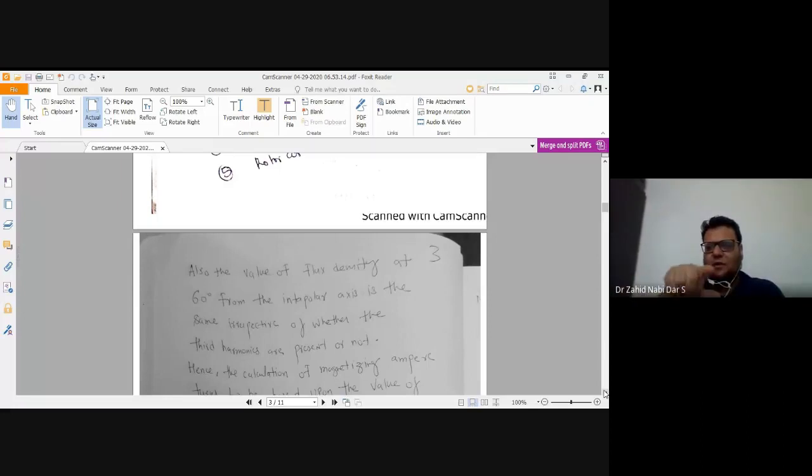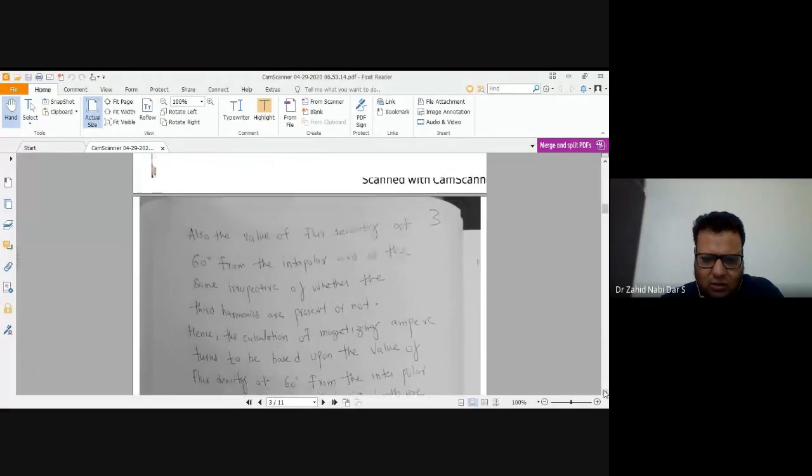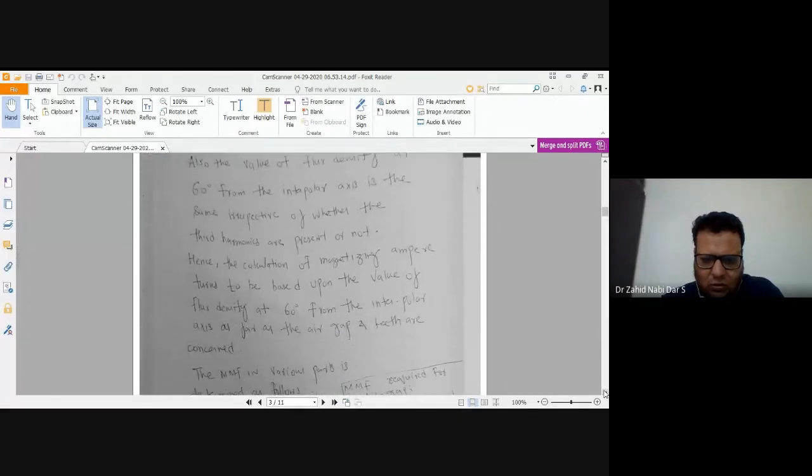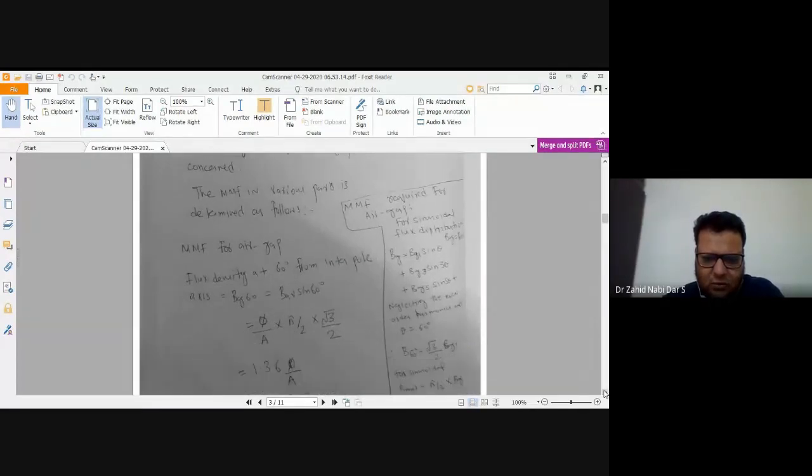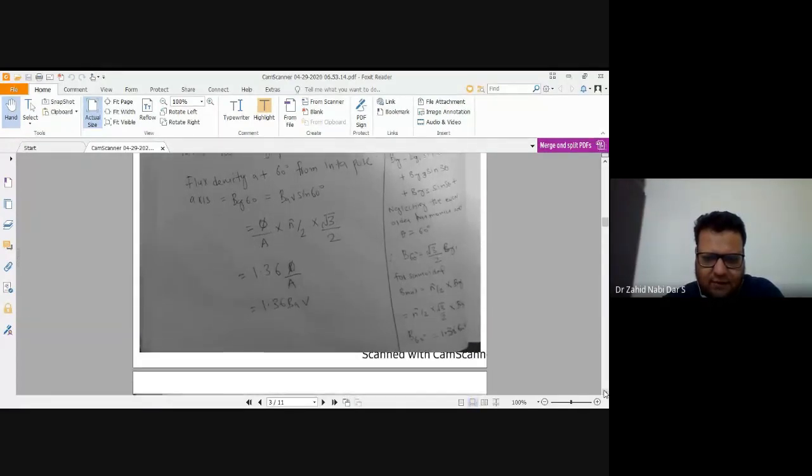From pi equal to 0, your graph is starting. Then at pi by 2 it would be maximum. Then again from pi by 2 to 180 it is going down. So this value is at pi by 2, and sine 60 degree into pi by 2 will give you root 3 by 2 into pi by 2 into your average. Like that he has taken. So that average he is getting around 1.36 from this value, and this 1.36 BAV.